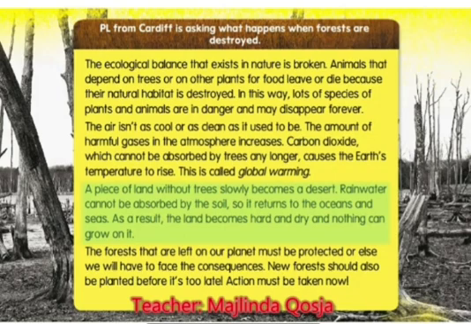A piece of land without trees slowly becomes a desert. Rainwater cannot be absorbed by the soil, so it returns to the oceans and seas. As a result, the land becomes hard and dry, and nothing can grow on it. The forests that are left on our planet must be protected, or else we will have to face the consequences. New forests should also be planted before it's too late. Action must be taken now.